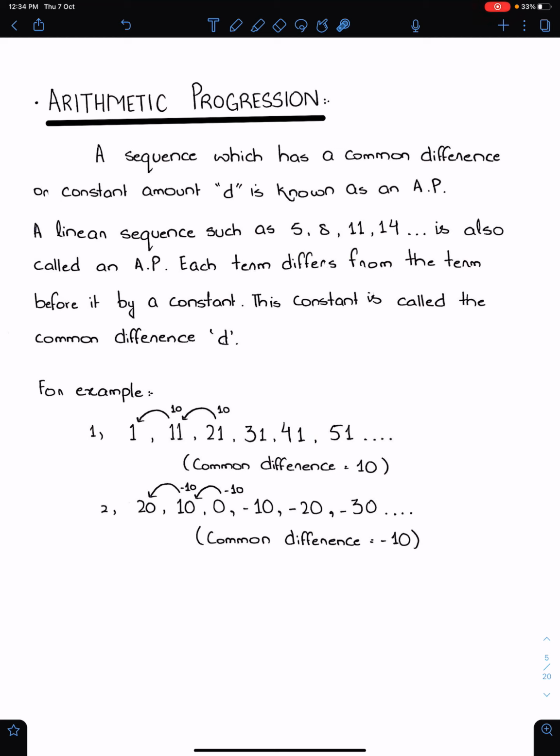For example, this is an AP because the difference is constant. 11 minus 1 makes 10, 21 minus 11 makes 10 and so on. Common difference is 10 of this sequence. Common difference can be negative as well. So 10 minus 20 makes minus 10, 0 minus 10 makes minus 10, minus 10 minus 20 makes minus 10. So the common difference of this sequence is negative 10.